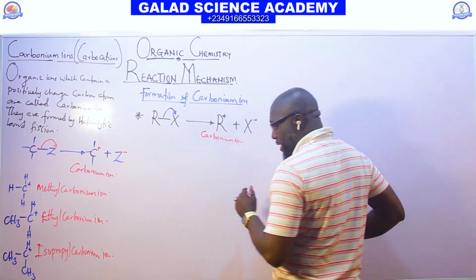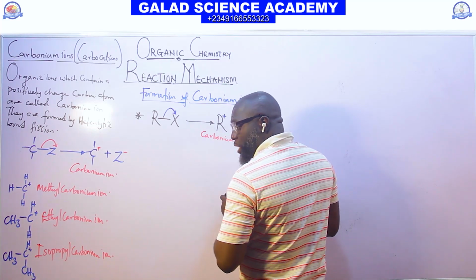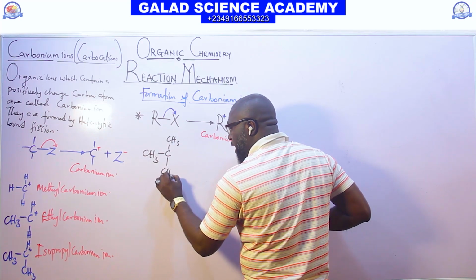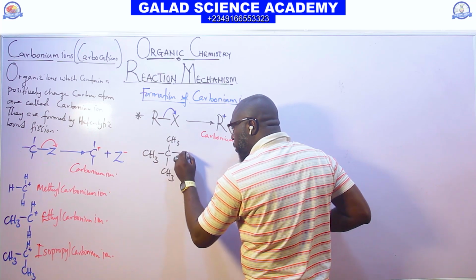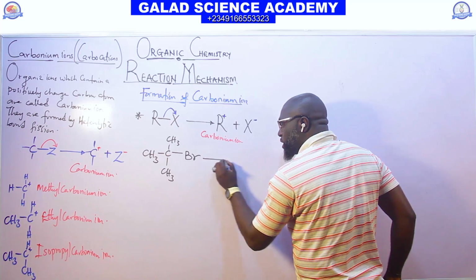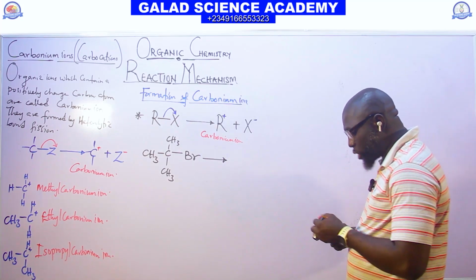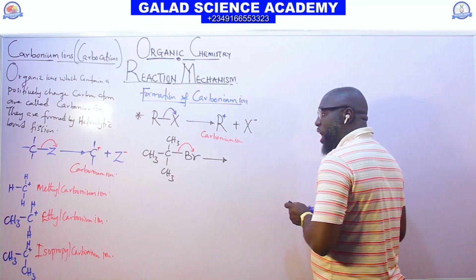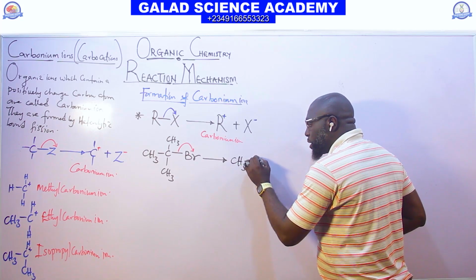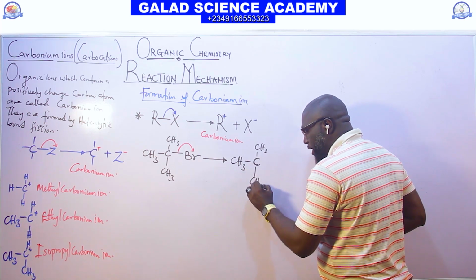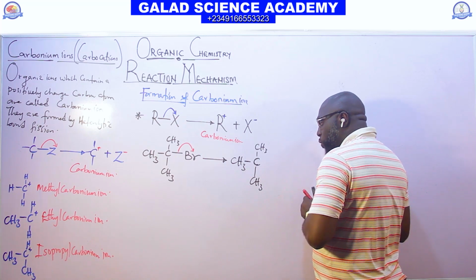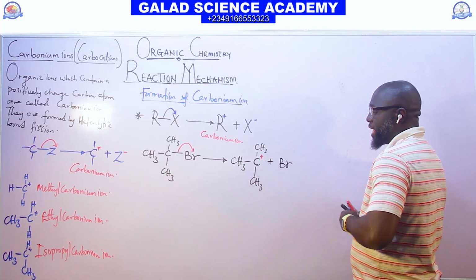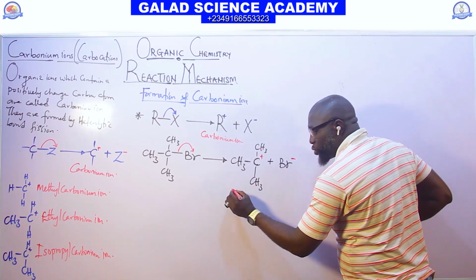For this I used an alkyl here. Let me use a real compound. Assume in a compound we have CH3 here, and another CH3 on top here. We also have CH3 here. Then we have bromine here. So if bromine bonds with this carbon, and this undergoes heterolytic fission, this bond here will shift to bromine. When the bond shifts to bromine, we are going to have CH3, CH3, CH3, and the charge here will be positive, and the bromine will become negative.